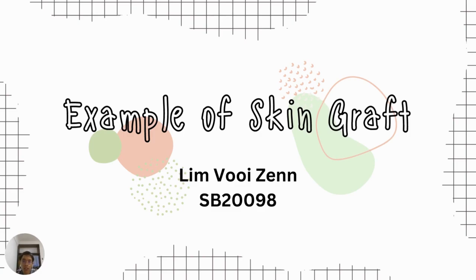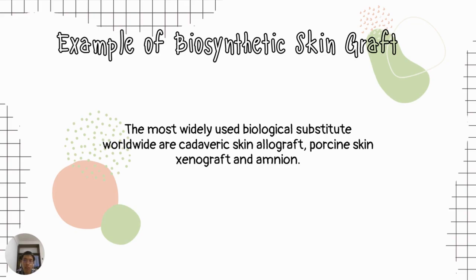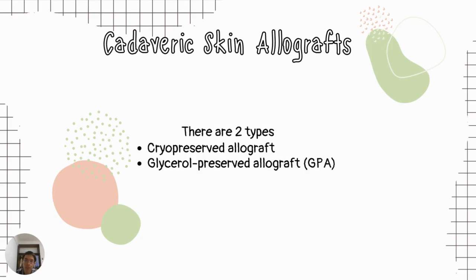As mentioned earlier, skin graft can be classified into biosynthetic and synthetic ones. First, I would like to talk about the examples of biosynthetic skin graft. As you can see, the most commonly used are cadaveric skin allograft, porcine skin xenograft, and amnion. Due to the lack of time, I'll just explain the cadaveric skin allograft. There are actually two types, which are cryopreserved allograft and GPA, or glycerol-preserved allograft.